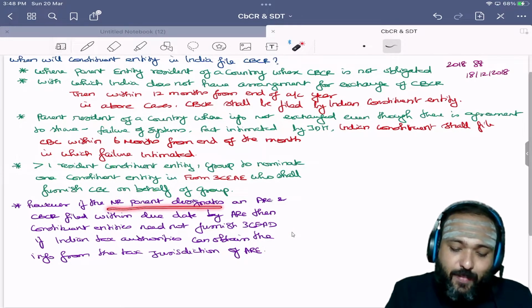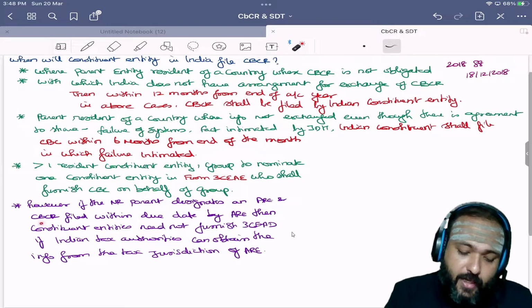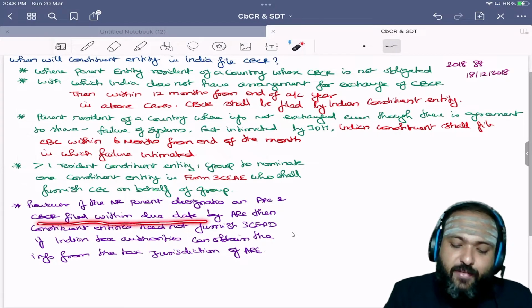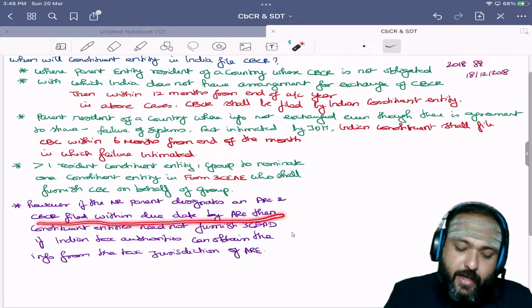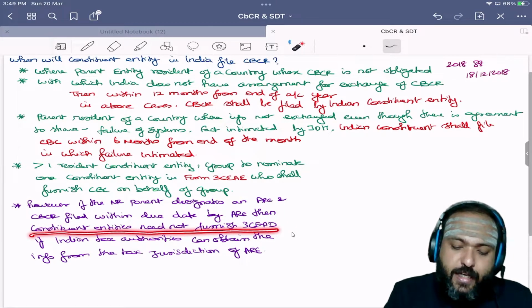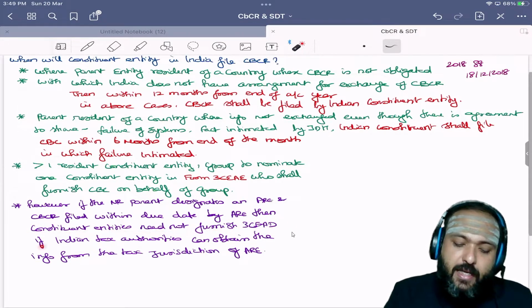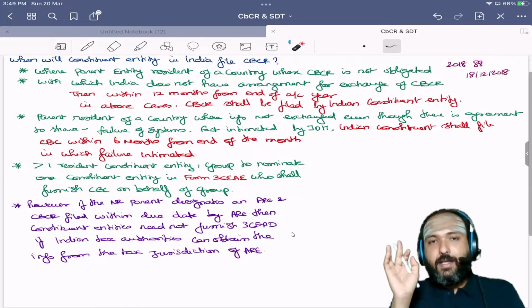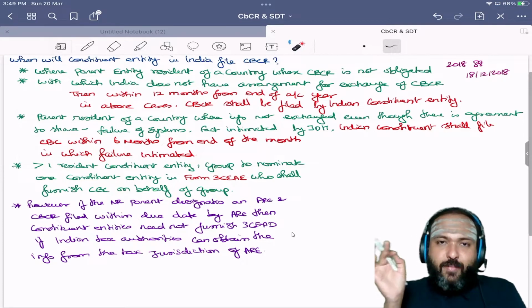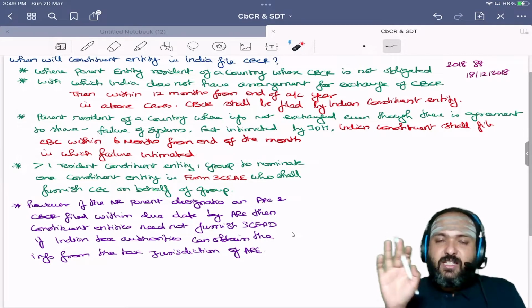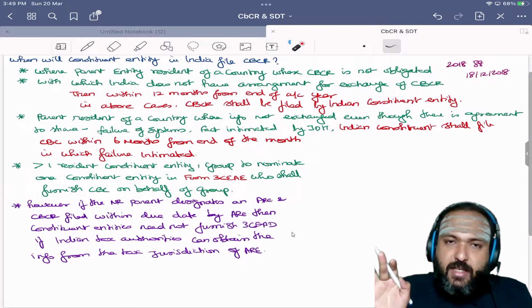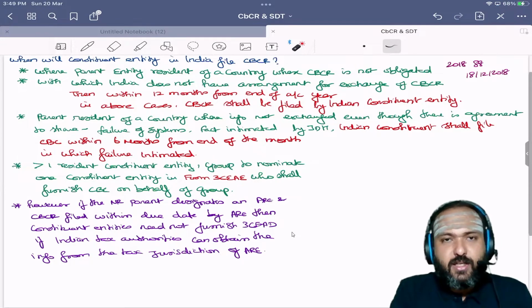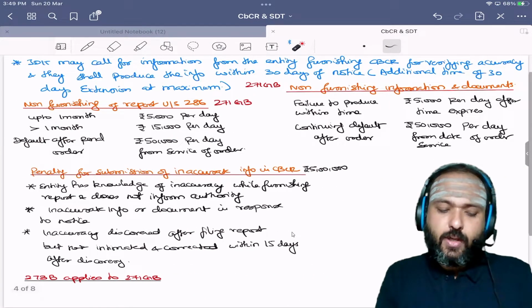However, if the non-resident parent designates an alternate reporting entity and CBCR is filed within the due date by the alternate reporting entity, then the constituent entities need not furnish Form 3CEAD if income tax authorities can obtain the information from the tax jurisdiction of the ARE. So Japan is sharing the information with India. Therefore, Indian subsidiaries need not file Form 3CEAD, which is the country by country reporting. Is it clear? Now, next one.